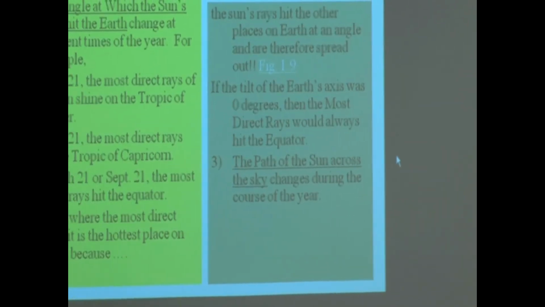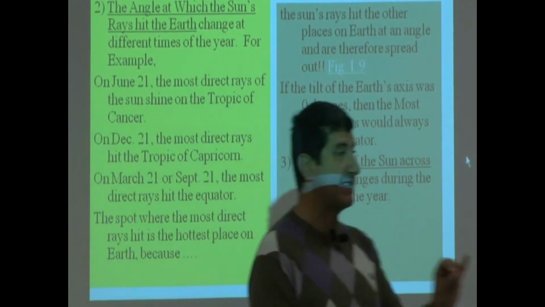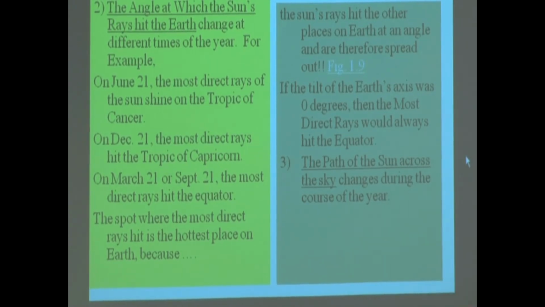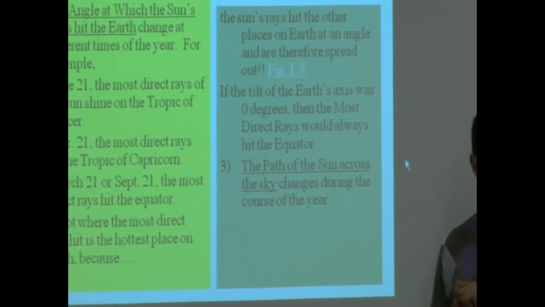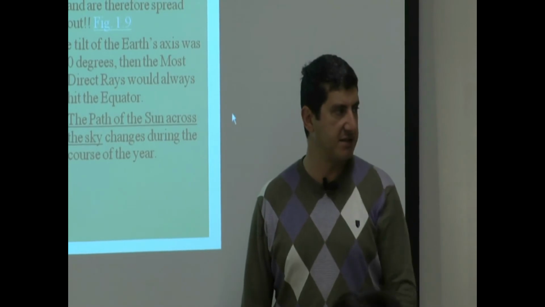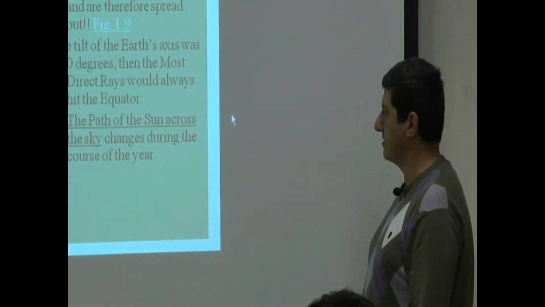Again, if they're not satisfied, there's a third reason. All these three reasons are working together. They're not like three separate reasons. And here is the third one. The path of the sun across the sky as it's rising and setting, rising and setting, that path is changing during the course of the year.